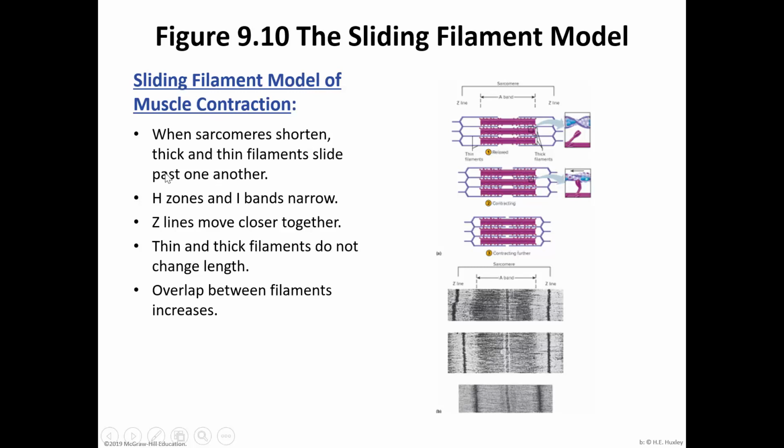So a couple of points over here, right? When sarcomeres shorten, thick and thin filaments slide past one another. That's called sliding filaments. We say the thick filament and the thin filament slide past each other. That's called the sliding filament model.